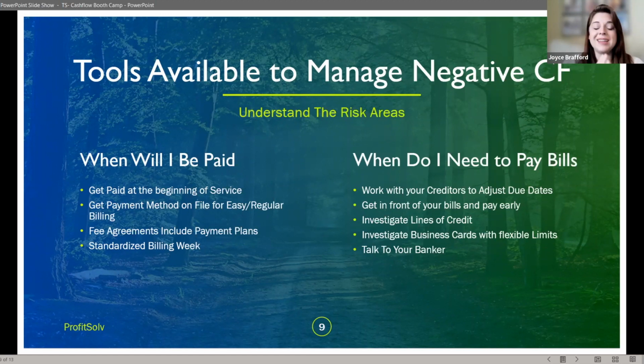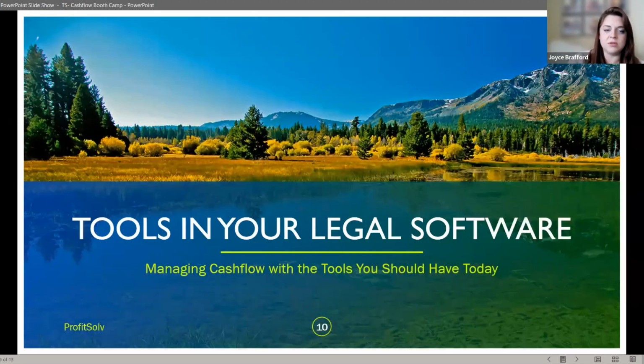You're looking for something where you can set the payment date when you want to set it. You're also looking for something that has flexible spending limits that's going to work with you and what you need. But at the very least, talk to your banker. Okay, those are the things you need to do.